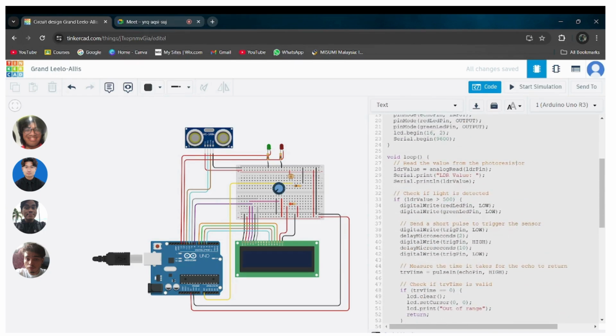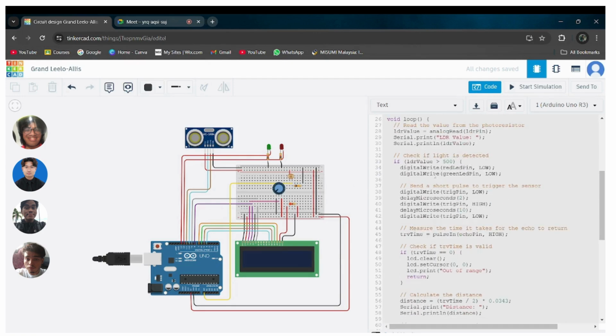Then for the loop setup, we use the serial print of the LDR value to determine if the photoresistor is working well or not. And then if the photoresistor read the value above from the 500, it will on all the circuit operation.